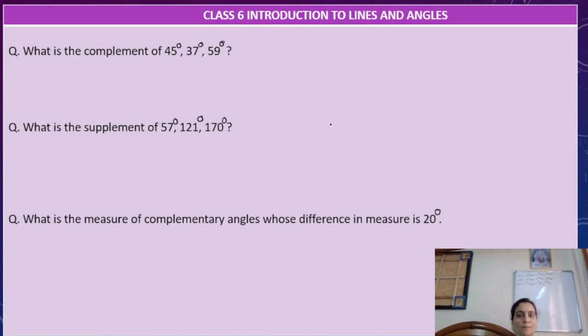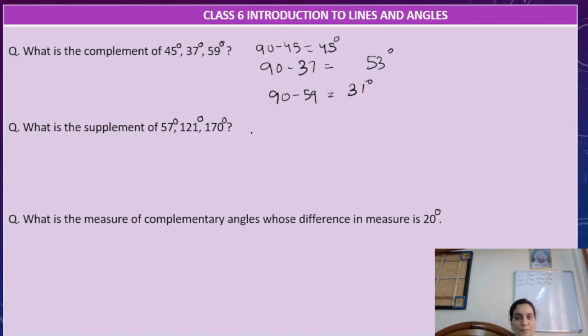Now what is the complement of 45 degrees? Very easy. 90 minus 45 will always be 45. 45 degrees is just half of 90 degrees. Similarly, 37 degrees. So 90 minus 37 will be 3 comes here, 10 minus 7 becomes 3, 8 minus 3 becomes 5, 53 degrees here. 59 degrees. So 90 minus 59 will be 31 degrees.